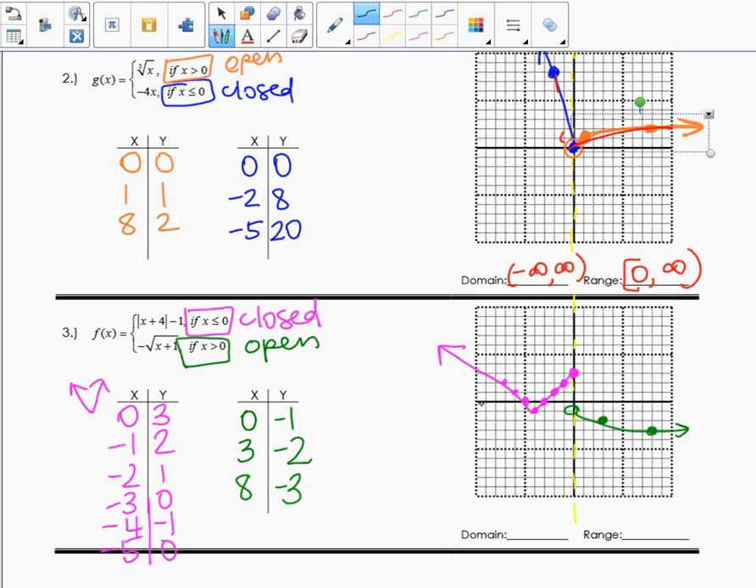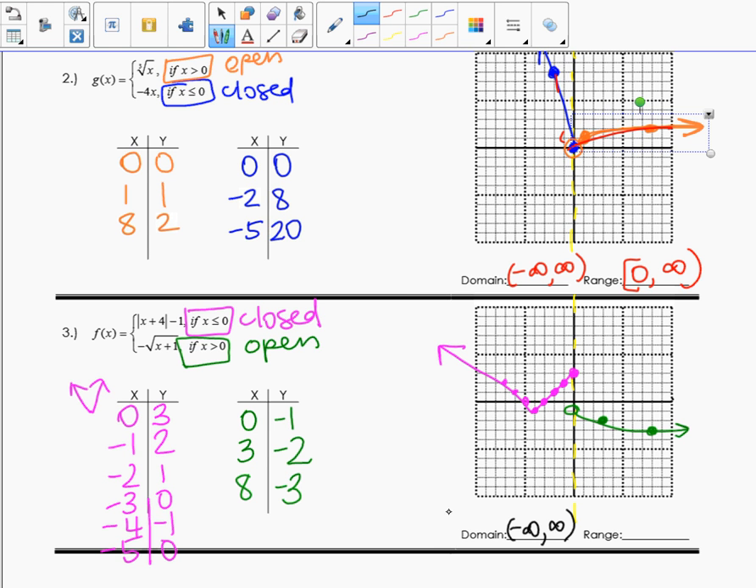Okay, so for our domain, well, moving left to right, every single x value is accounted for, because not only are they accounted for from -10 to 10, meaning at every x there is a point, some y, but they go on forever to the left on the pink function and forever to the right on the green function. So your domain is -infinity to infinity.